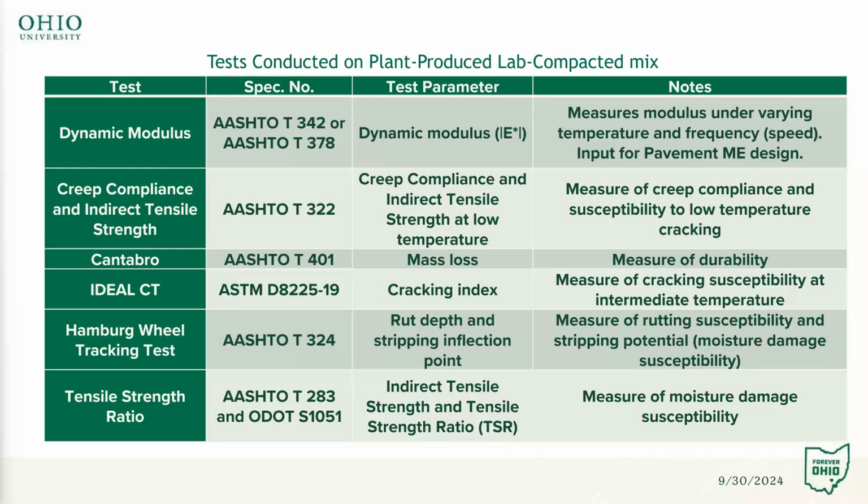tensile testing, AASHTO T322, Cantabro testing, which was AASHTO T401, ideal CT, ASTM D8225-19, Hamburg wheel track testing, T324, and tensile strength ratio, T283 with ODOT supplement 1051.